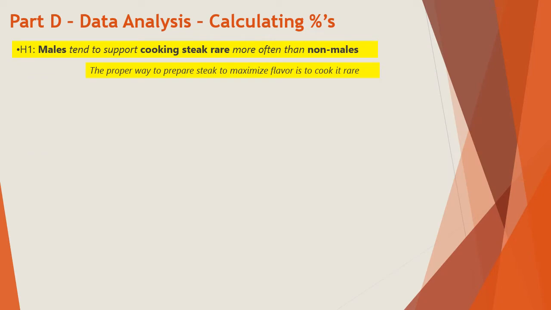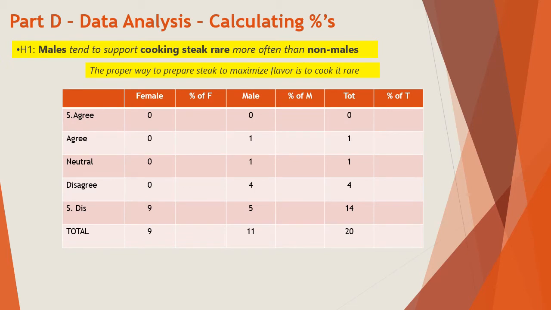So we've just tabulated how many females and how many males responded at each level of the Likert scale, specifically to their belief in the statement, the proper way to prepare steak to maximize flavor is to cook it rare. Now all I've done here is add another column. Although the model in your assignment doesn't have another column, I think it's easier if you create an extra column for the percentages instead of writing them in parentheses or italics or whatever. It just is easier to read in my mind.